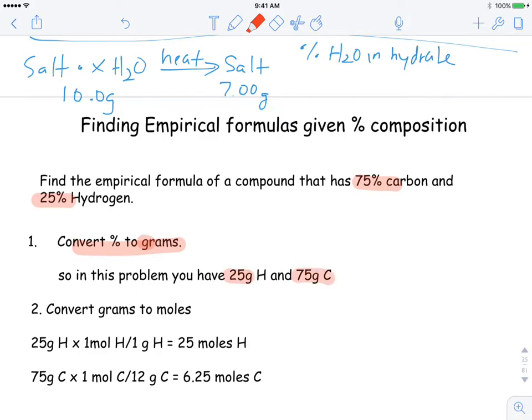If they give you grams of the sample, you don't have to worry about being in percentage. Some people like to convert back to percentage. That's extra work. If they give you grams, go with it. So you convert the grams to moles. We take the 25 grams of hydrogen, convert it to moles, and we'd have 25 moles of hydrogen. We take the 75 grams of carbon. This time we divide it by 12 for the gram formula mass, and we'll get 6.25 moles of carbon.